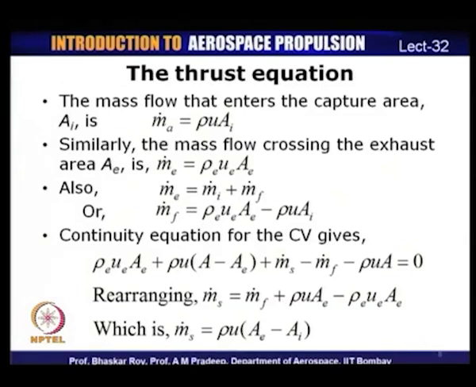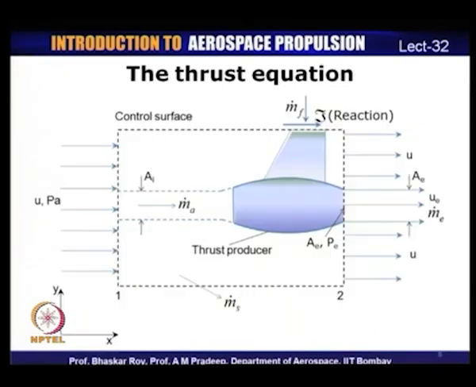Similarly, mass flow rate crossing the exhaust area is m dot e, which is equal to rho e u e times a e, where rho e is the density of the air or the combustion products at the exhaust, u e is velocity at the exhaust, a e is the area at the exhaust. But we also know that m dot e, that is exhaust mass flow, should be equal to m dot a plus m dot f. So, let me take a look at the thrust picture once again.